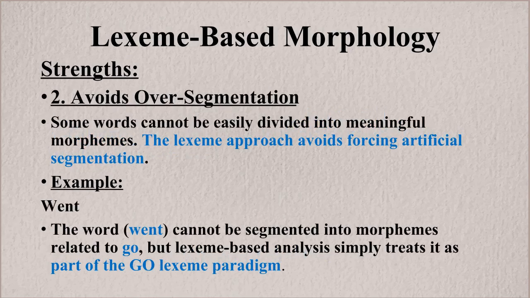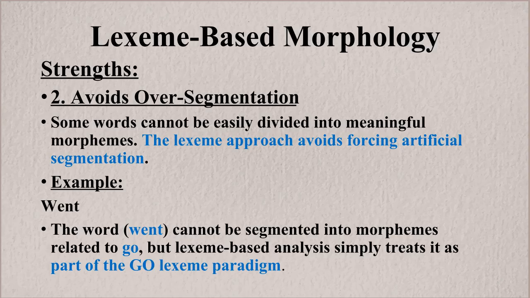Now let's look at another strength of the Lexeme-based approach, which is that it avoids over-segmentation. Over-segmentation refers to a situation where we try to break a word into smaller parts, even when those parts do not have any real or meaningful linguistic value. In traditional morpheme-based analysis, there is sometimes a tendency to forcefully divide words into morphemes. However, not all words can or should be divided in this way. This is where the Lexeme-based approach becomes useful. Instead of forcing a segmentation, it simply treats a word as another form within the same lexeme.